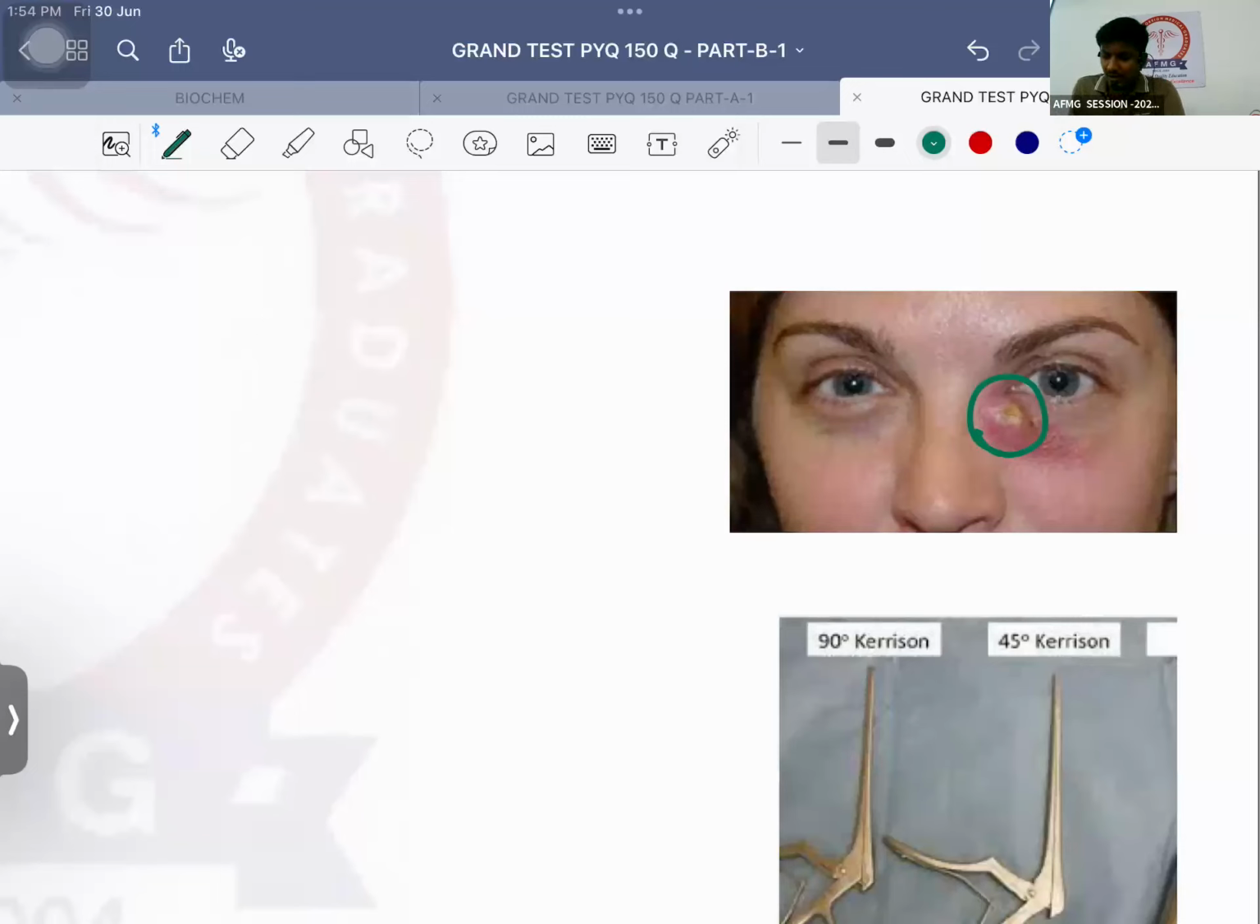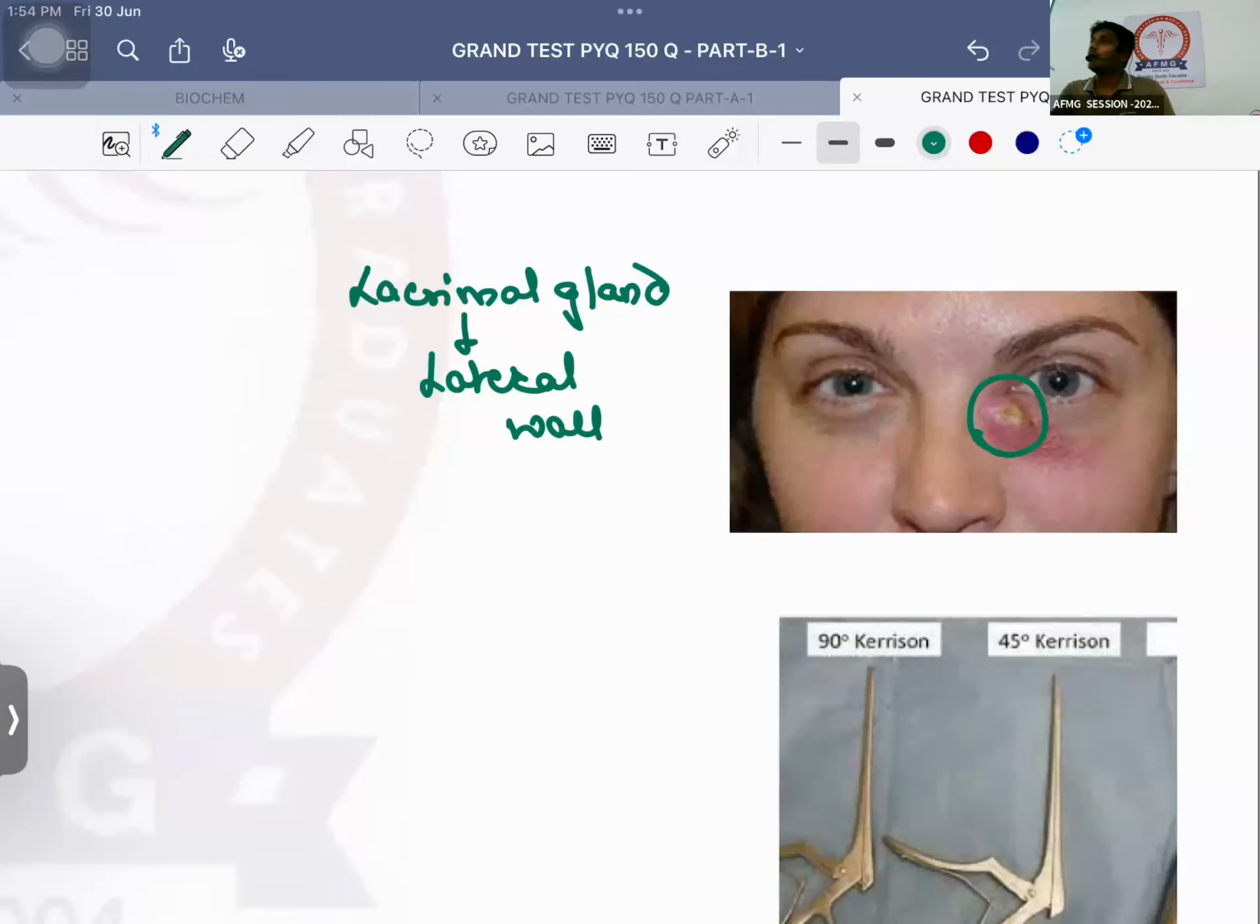Where is the lacrimal gland located, on which wall of the orbit? The lacrimal gland is located on which wall of the orbit? It is located on the lateral wall of the orbit. Please remember this was the recent question. Okay. So the lacrimal gland is on the lateral wall of the orbit.